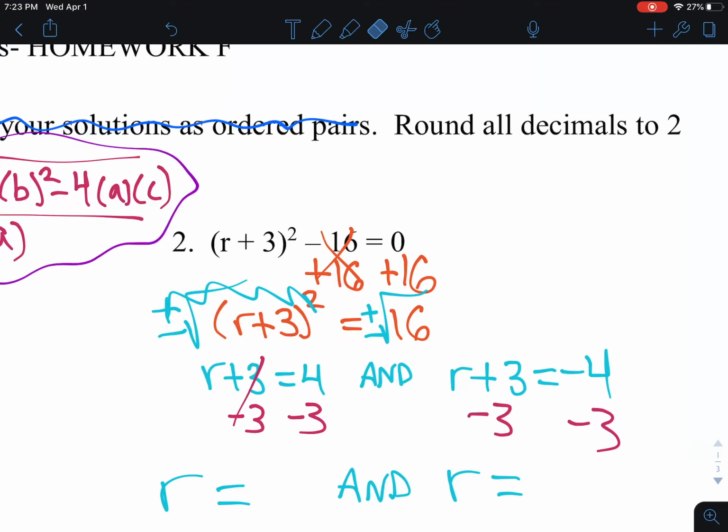So vertex form, again, we're solving. I'm not really caring about the vertex right now. I'm not really caring about graphing at this moment. I'm caring about, I want you to solve this. I want you to find the x-intercepts, or in this case, the r-intercepts.